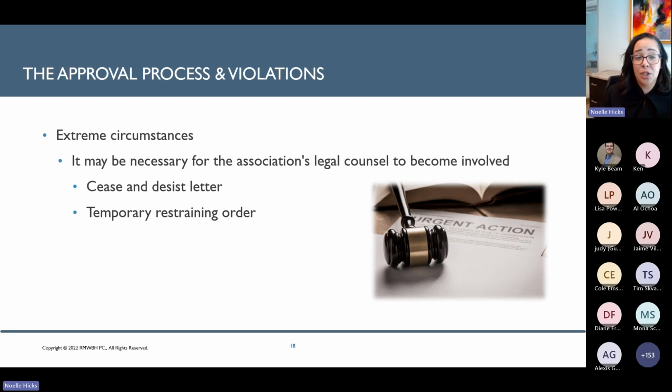All right, so I mentioned there are some extreme circumstances. If you do see a person throwing up a kitchen in their backyard and there's a stove coming in and bricks flying all over the place, then reach out to your association's legal counsel, and we can do a couple of things, right? We can send a cease and desist letter. And if that cease and desist letter gets ignored, then we can file an application for a temporary restraining order, which would force the owner to come into court and explain to a judge why they're proceeding with construction without getting approval from the association.